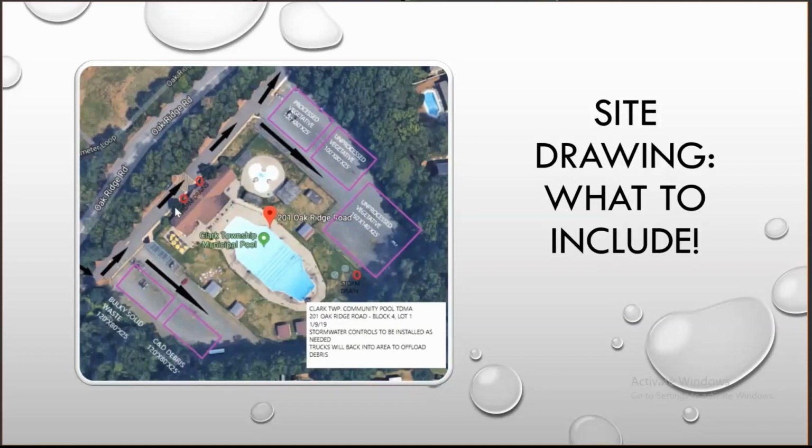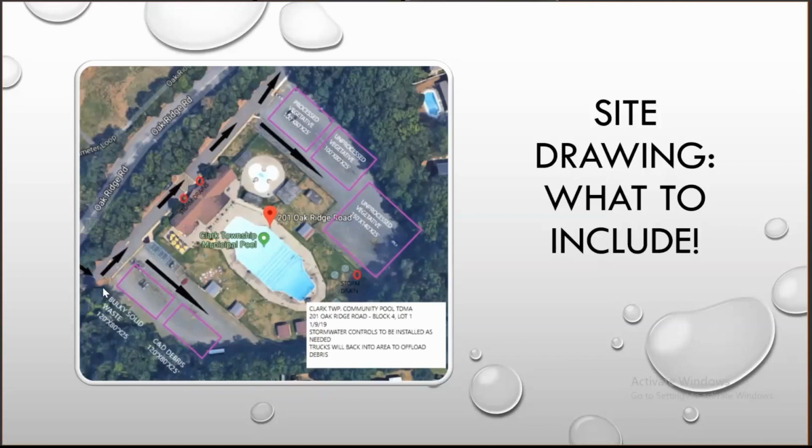You also want to add in any storm inlets that are on the site. That's done right here. You also want to include if there are any gates or fencing around the property.